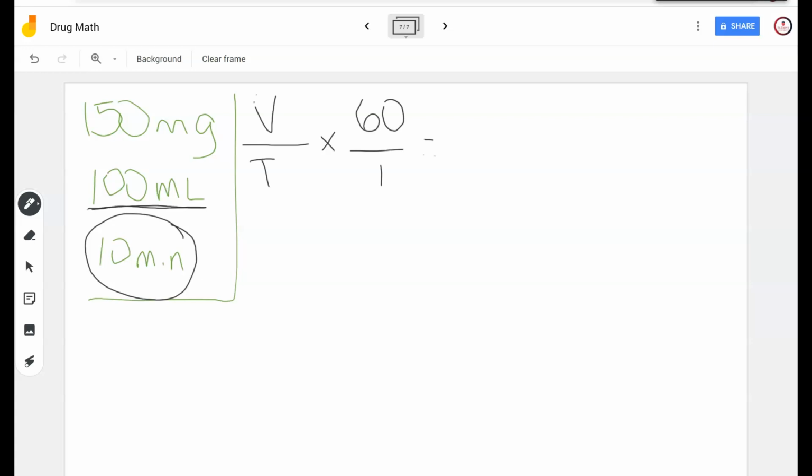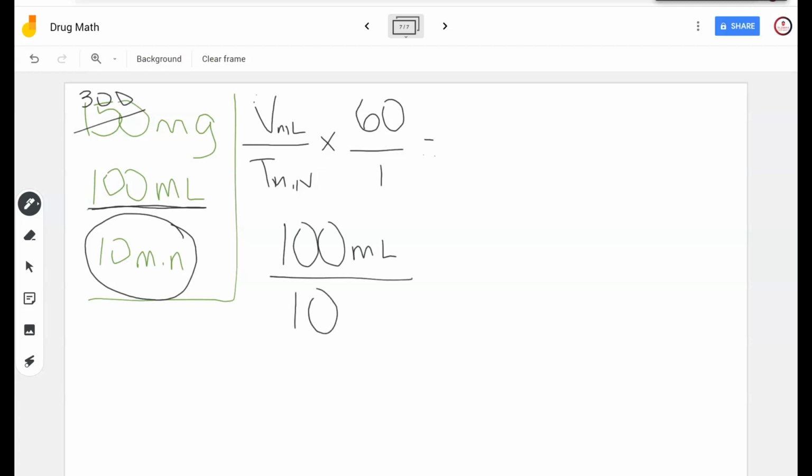So the volume. Does it matter how many milligrams we're giving? Not really, right? I could tell you, this guy looks like he might die, let's give him 300 milligrams. You're still putting it in 100 milliliters. So your volume doesn't change. Your volume should always be milliliters, and your time is always going to be minutes. So you're going to give your patient 100 milliliters over 10 minutes.